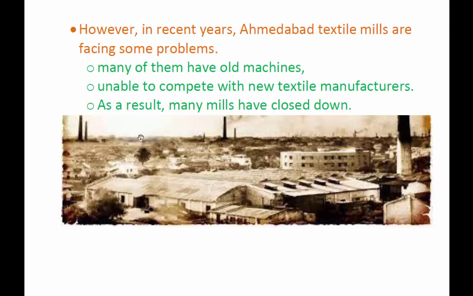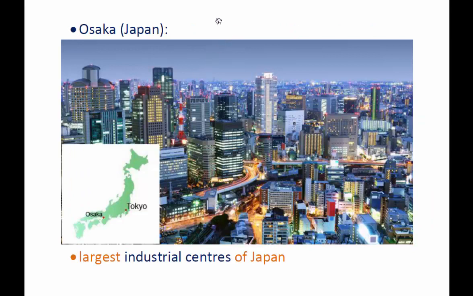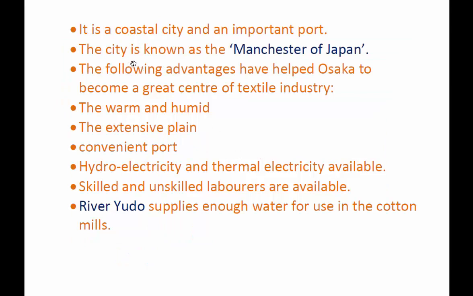Okay, let's see the next one. Another textile industry center, Osaka in Japan. They are not popular only in the textile industry but also in other industries. This Osaka, which is located here in Japan, is supposed to be the largest industrial center. You can see from the picture, this is Osaka. It is a coastal city and a very important port. This city is also known as the Manchester of Japan. Manchester of India is Ahmedabad. Manchester of Japan is Osaka.